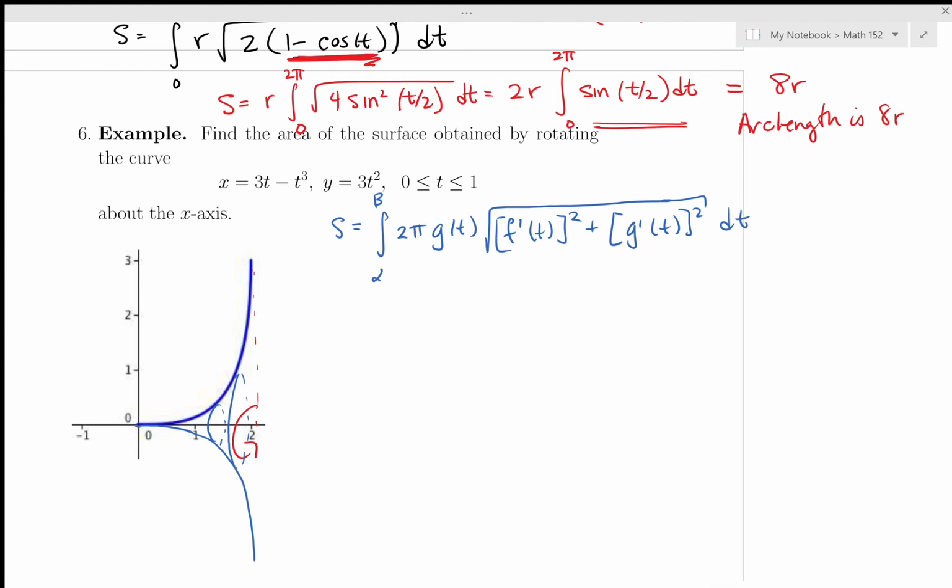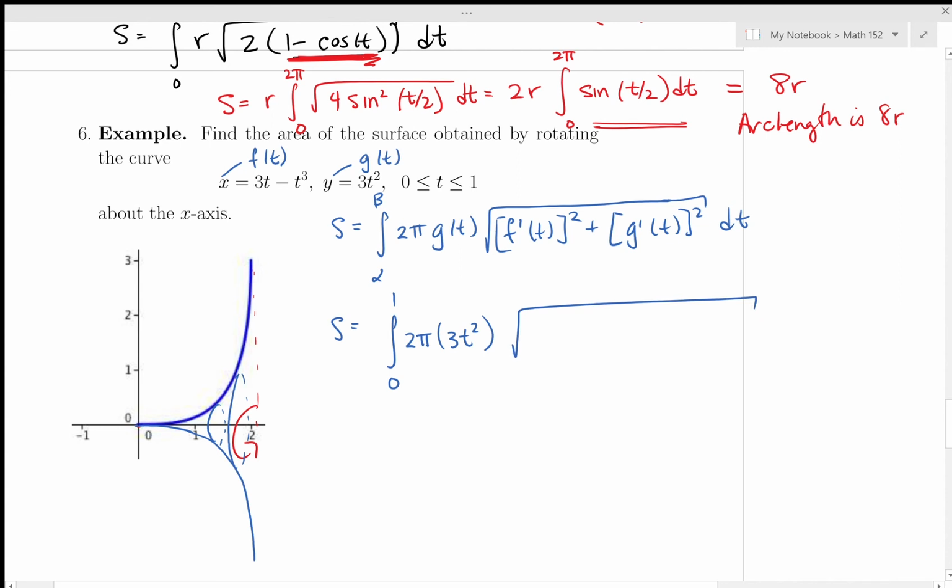So in this particular case, g of t is 3t squared. Let's make sure that we're using the right notation, and x is f of t. Then I can fill that information in here, and I get the integral. Now I'm integrating with respect to t. t is going between 0 and 1, 2 pi, and then what is g of t? g of t is 3t squared. And then I have to fill in f prime of t squared.